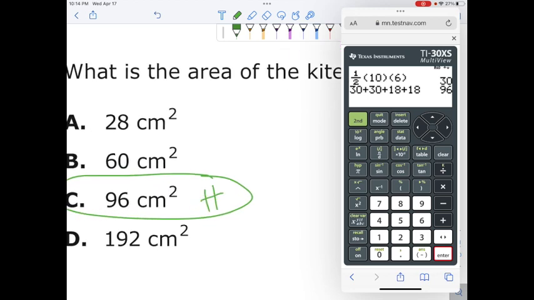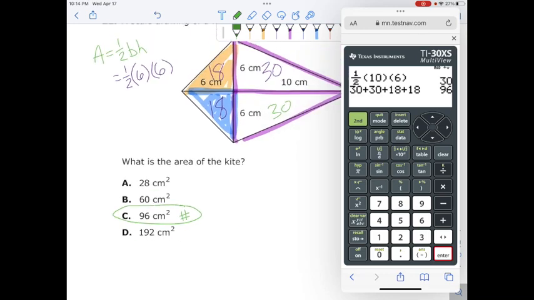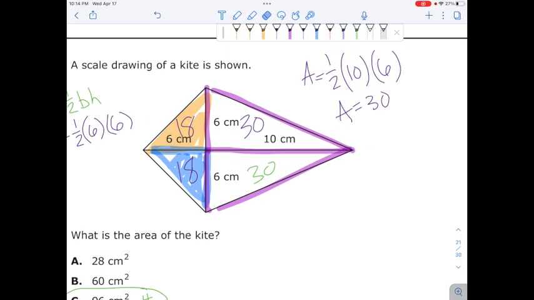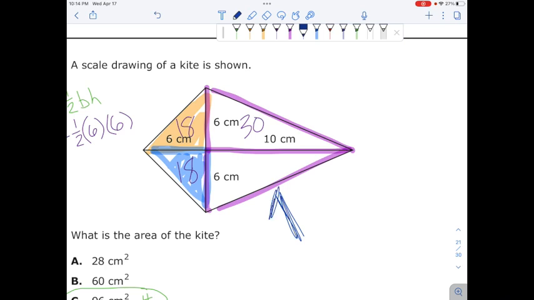I'll go back to just a hashtag there for C. The method that I prefer is to notice that you can just move these pieces around. Remember how I said that they were the exact same? It's hard because I can't flip it, but I can take this bottom triangle right there, and I can move it, I can twist it, I can rotate it, and it would make a perfect rectangle here.